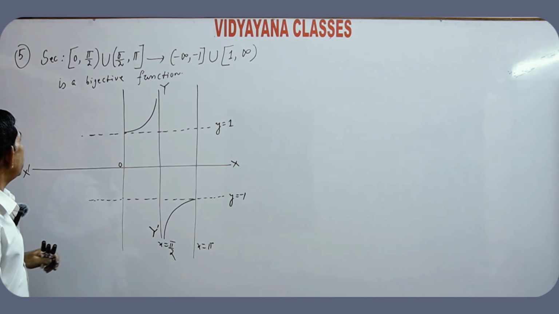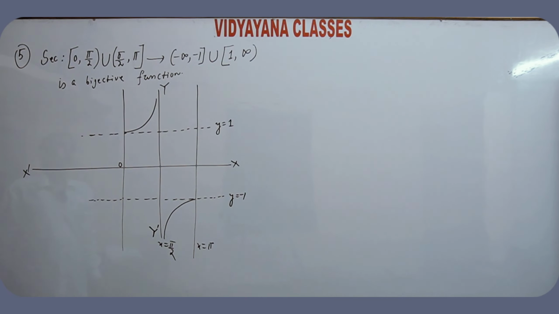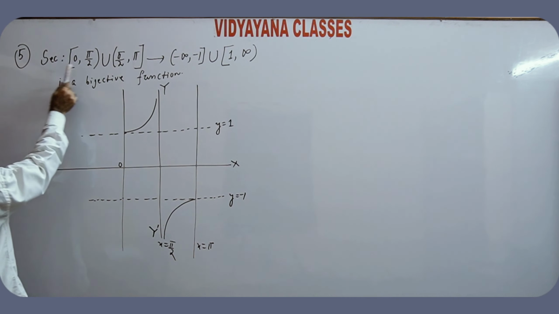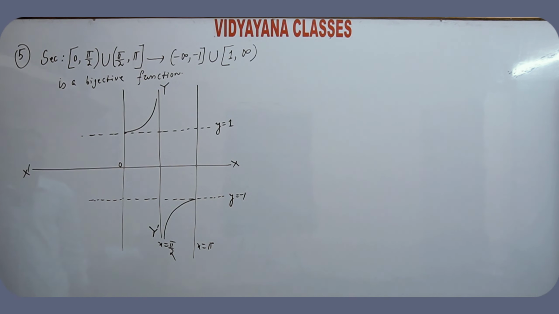So the function defined by sec is 1-1 and onto. That means the function defined by sec is bijective, since it is 1-1 and onto. It implies and is implied by: since sec is bijective, sec inverse exists.